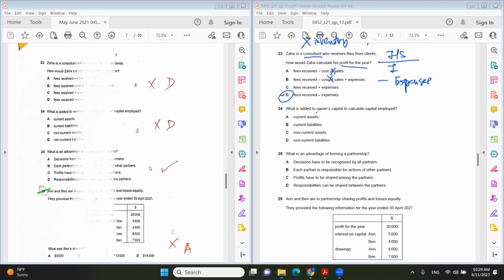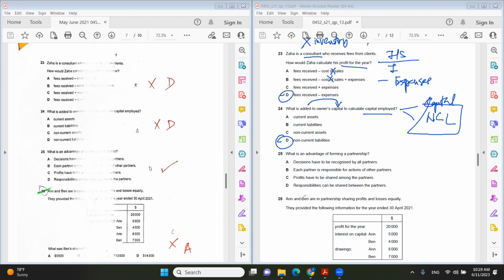Okay, next. What is added to the owner capital to calculate the capital employed? Capital employed has 2 components, capital and non-current liability. So here they say added to owner capital, they are talking about this non-current liability, which is D.